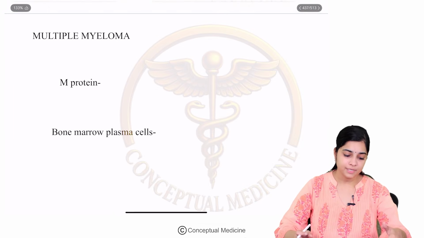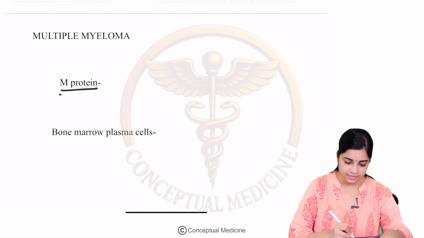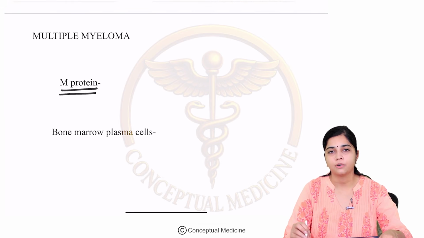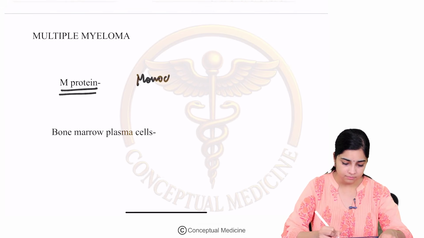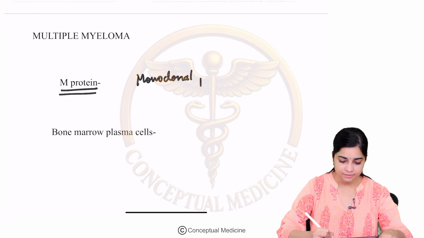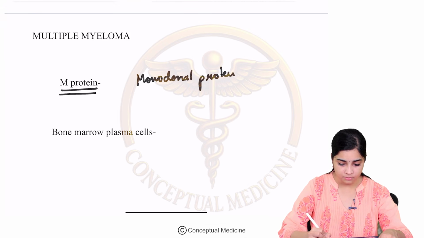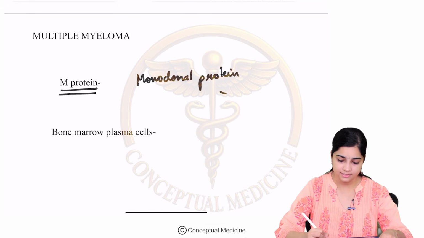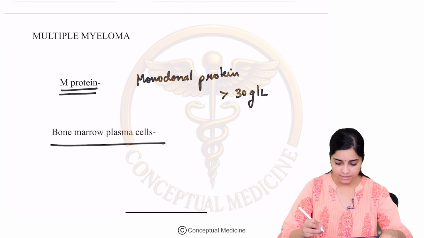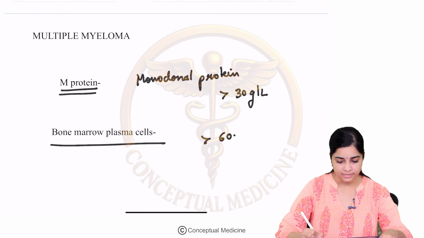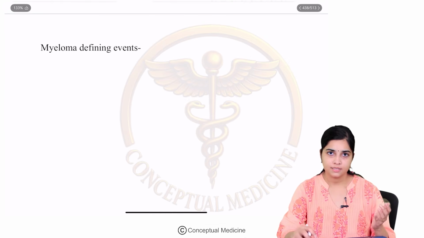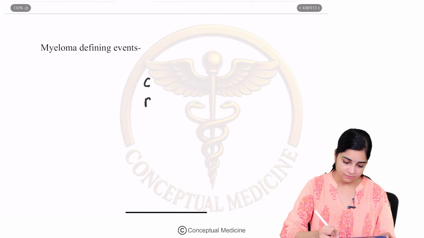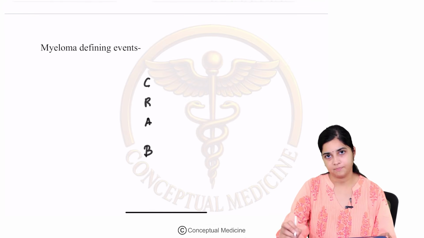So, when we speak about multiple myeloma, it's characterized by the presence of what we call an M protein, which is a monoclonal protein. Okay, so there is evidence of an M protein, and the levels in the serum are more than 30 gram per liter, and the bone marrow plasma cell percentage is more than 60%. Fine. And these myeloma defining events we have just gone through, remember, CRAB.